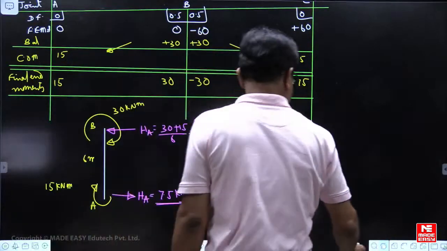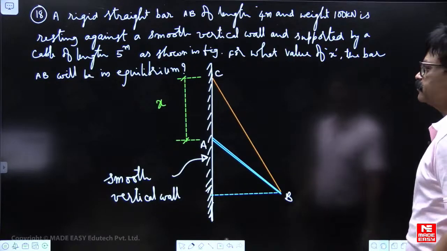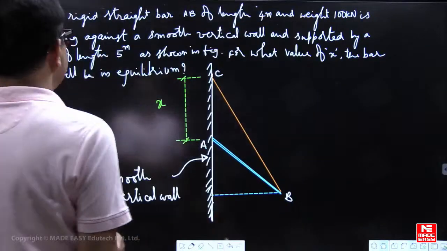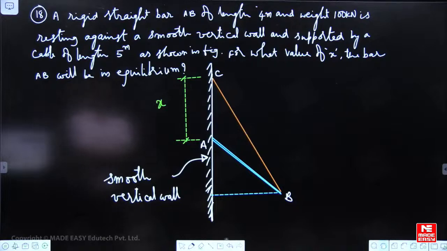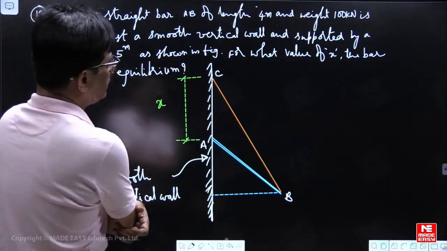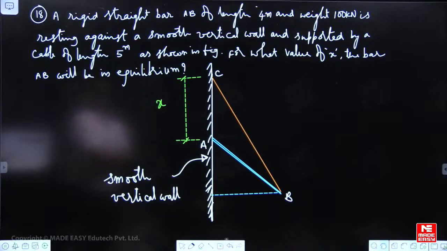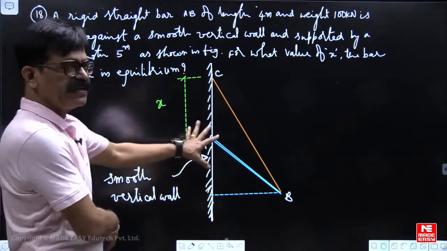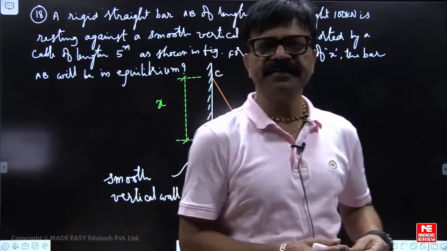Okay, now next. A rigid straight bar AB of length 4 meters, weight 100 kilonewton, is resting against a smooth vertical wall and supported by a cable of length 5 meters as shown in the figure. For what value of x will the bar AB be in equilibrium? This is the diagram. This cables chapter we have taken.